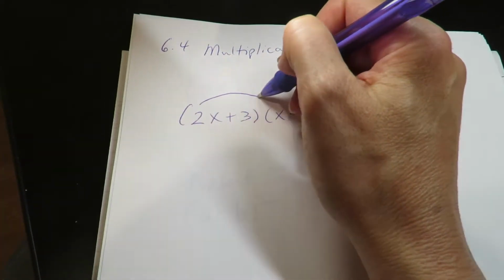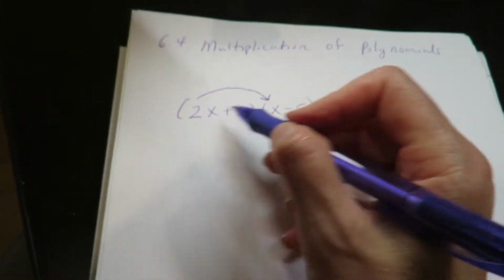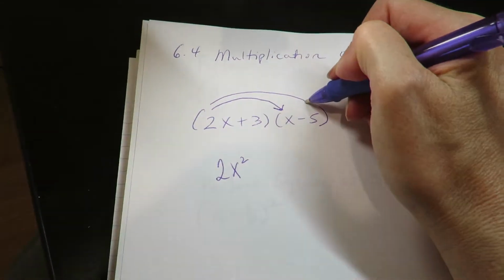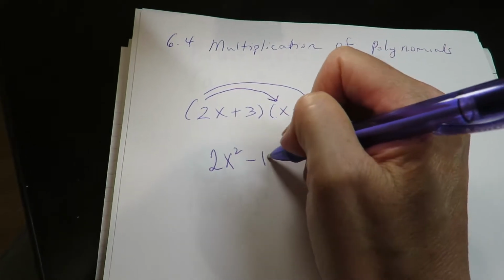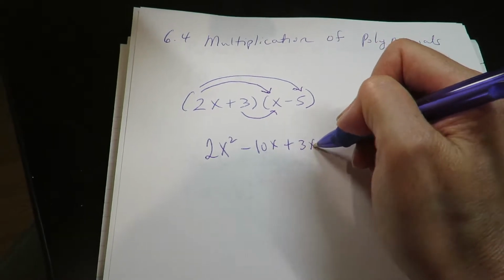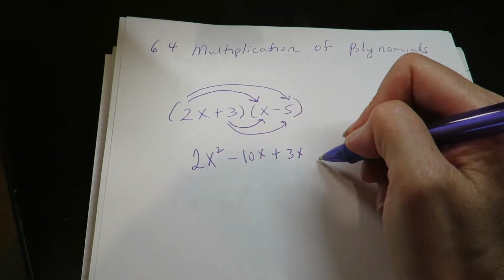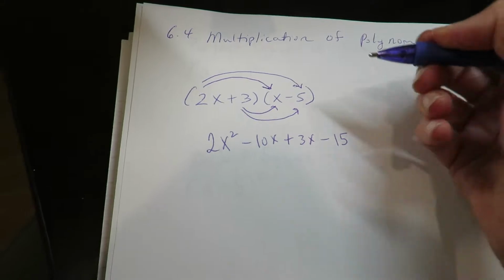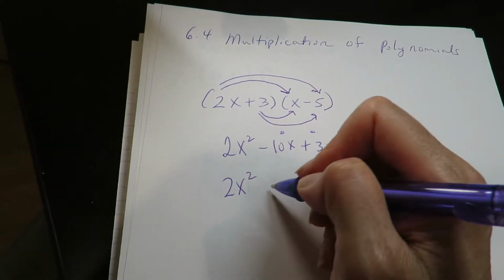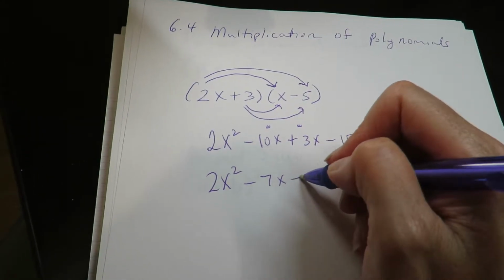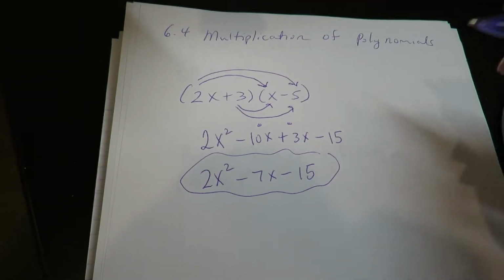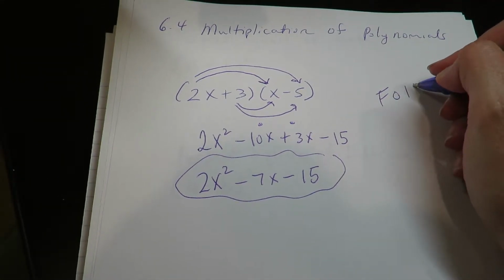So we're going to FOIL first, outside, inside, last. So the first times the first is 2x squared. The first one times the last one is negative 10x. The second one times the first. And 3 times the negative 5. And then we'll combine the middle term. And we'll get that. So that's FOIL. First, outside, inside, last.